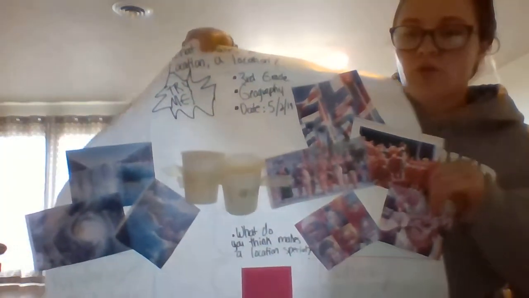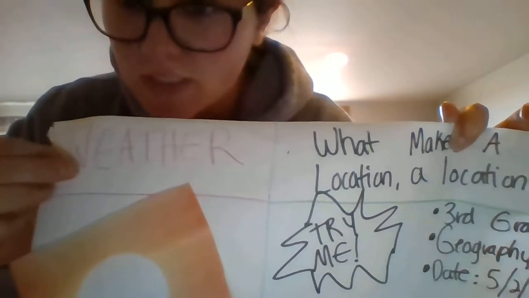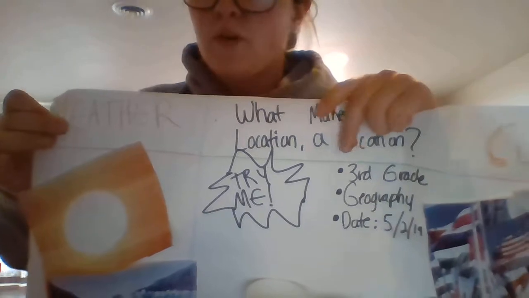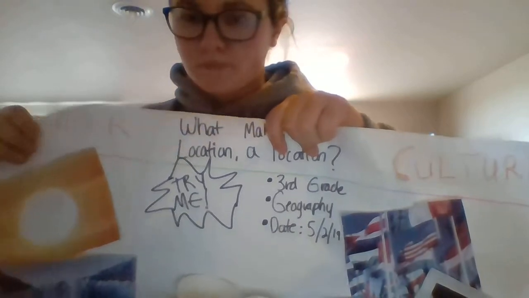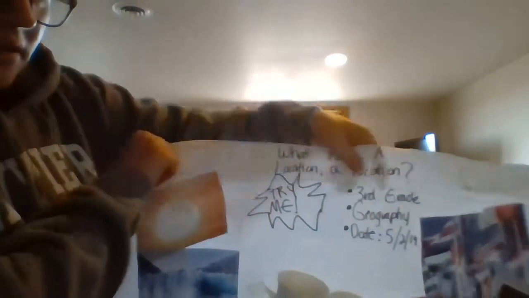So here is my anchor chart. I do not have a full hard piece of paper, so this is just a kind of wobbly, flimsy one, so that's why I have to stand. Up at the top right here, it's kind of hard to see, but I have what makes a location, and that is my main question. I have students come up and try me. It's for 3rd grade geography.